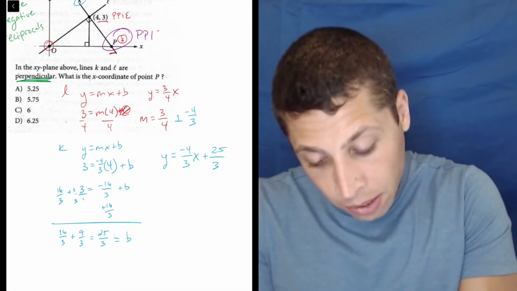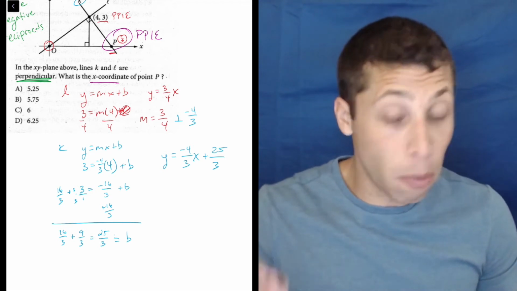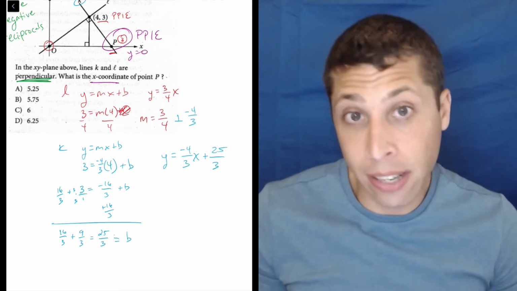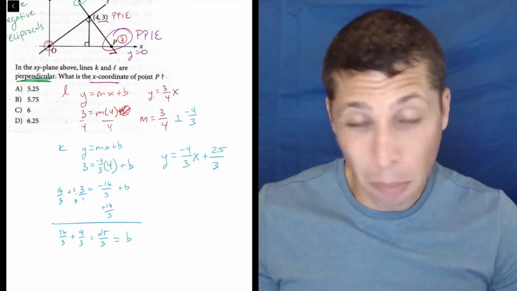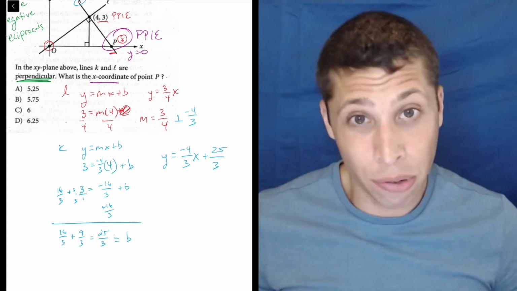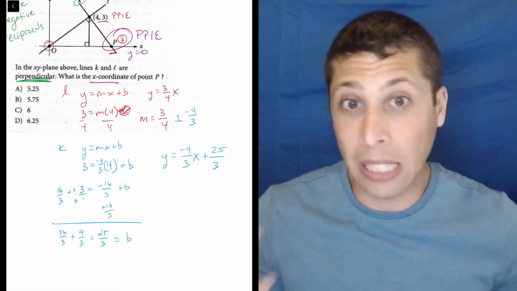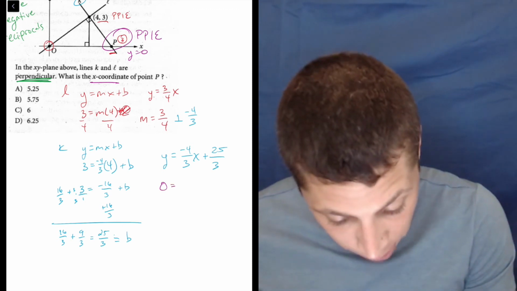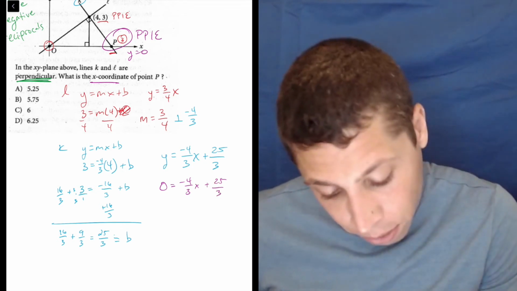Plug points into equations. We don't know the x coordinate of point P, but we know the y value, right? y has to be 0 because it's on the axis. It's an intercept. So we can't plug in the full point, but we can at least plug in the half that we know. That's the great thing about plugging points into equations, it's very general. You have some aspect of a point, plug it into the equation. So 0 is equal to negative 4/3 x plus 25/3.